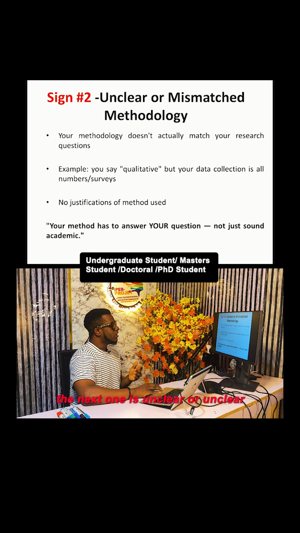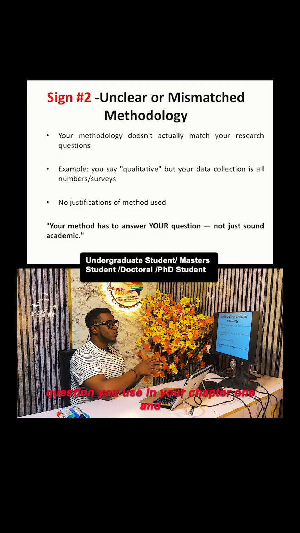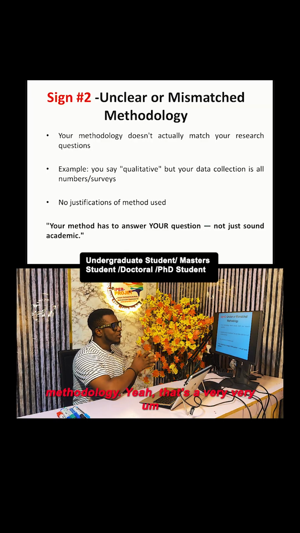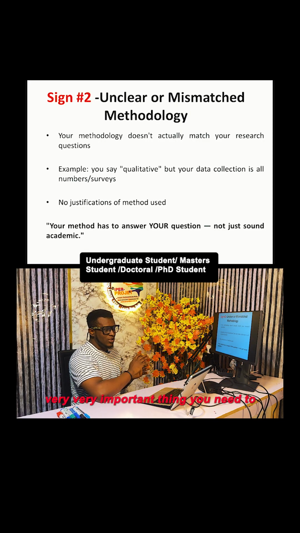So the next one is unclear methodology. This is another very, very important aspect. At times your methodology would not match your research question. Of course, you know there are certain research questions you use in your chapter 1, and you have to use a methodology that goes along with them. That's a very, very important thing you need to know.